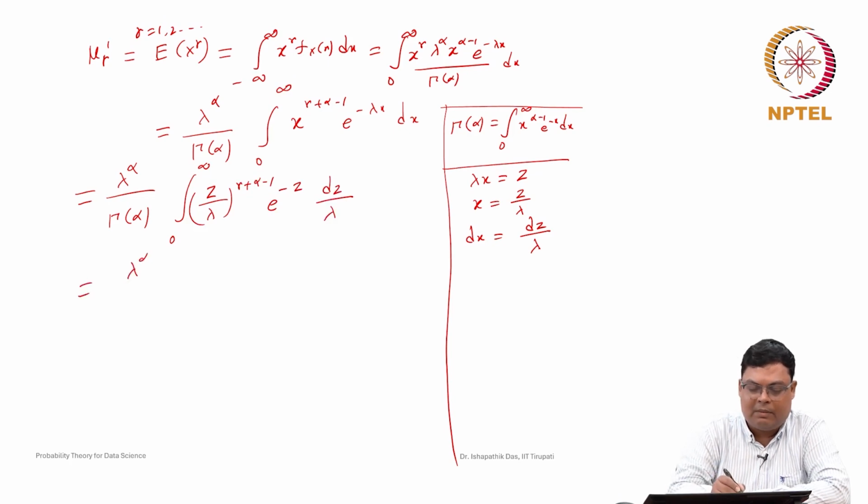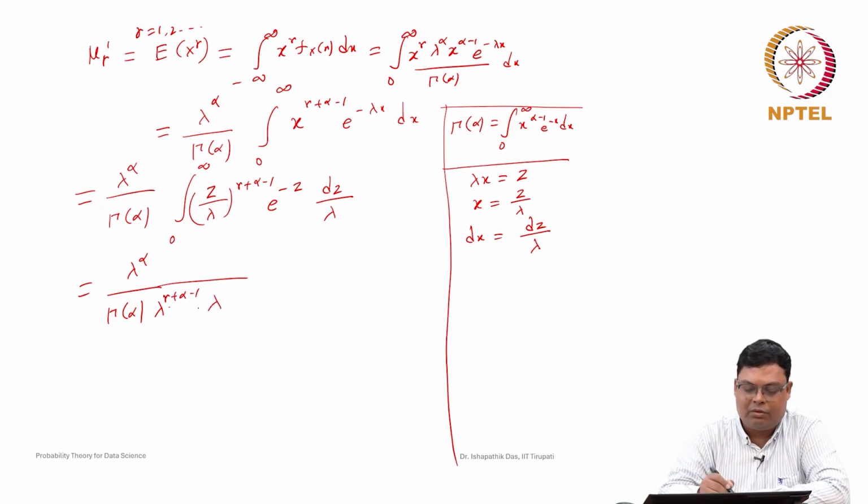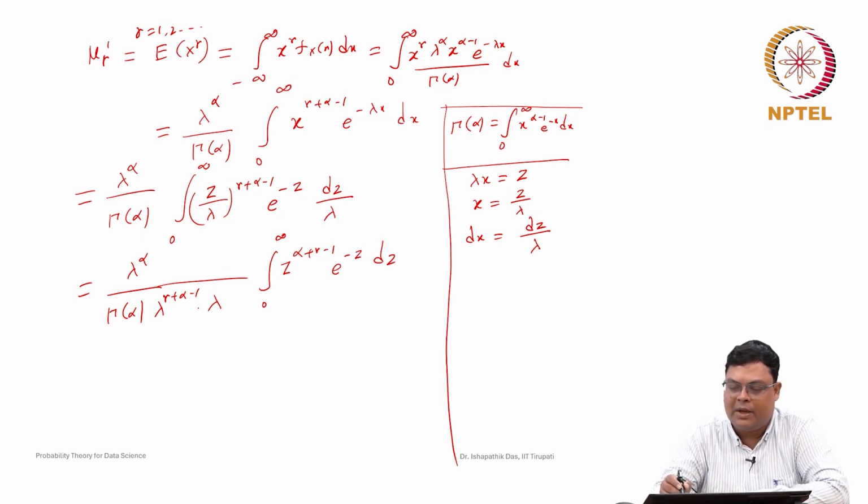So, then this is nothing but lambda to the power alpha by gamma alpha. Note that lambda to the power r plus alpha minus 1 into another lambda gives lambda to the power r plus alpha. So, then it will be the integral from 0 to infinity of z to the power r plus alpha minus 1 e to the power of minus z dz. Now, you compare this with the gamma function: x to the power alpha minus 1 e to the power of minus x dx from 0 to infinity. Here it is z to the power alpha plus r minus 1 e to the power of minus z dz, so it is nothing but gamma alpha plus r.